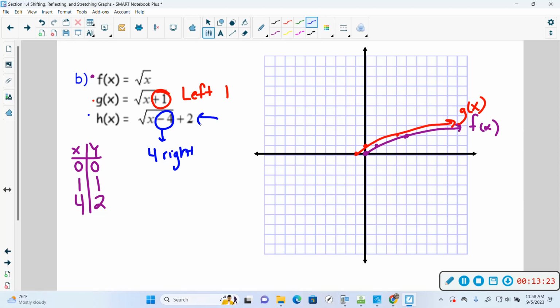And then of course the plus 2 at the end is your vertical shift, up 2. So I'm going to take that original purple graph. Doesn't matter if you do the upper right first, that won't make a difference whatsoever. I'm going to go 4 right, up 2. 4 right, 1, 2, 3, 4, up 2. And then 1, 2, 3, 4, up 2. Got it. We're kind of on top of each other there. That sometimes does happen.